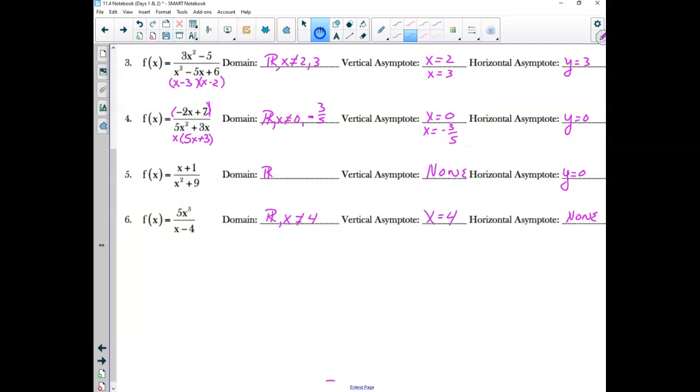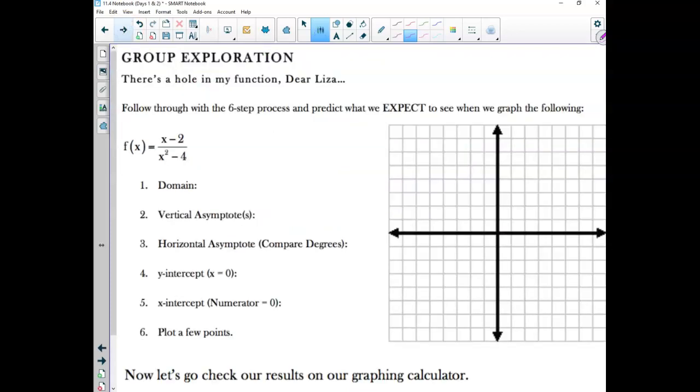And the very last one, my denominator doesn't factor, but 4 does make the denominator 0, which means 4 is my vertical asymptote. And here I can see the degree of the top is bigger than the degree of the bottom, and whenever that happens, we will not have a horizontal asymptote, all right? So what we're going to do here in our next problem, it's really not as much group exploration.